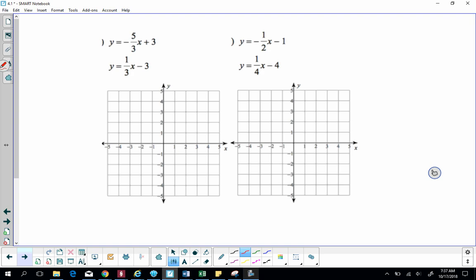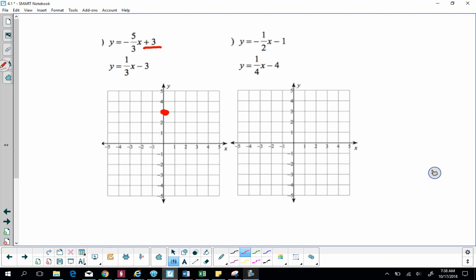Do you guys want me to go over one more with you? Okay, so I'll do one with you. The y-intercept here at the top one is 3, right? So I would always start on my y-axis. Don't ever start on your x-axis.